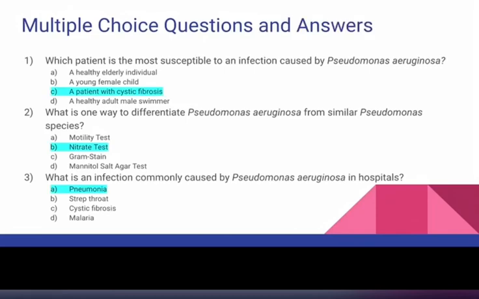So the answers to the questions is here. Question 1, the answer is a patient with cystic fibrosis, as they have a weakened immune system, so they are more susceptible to the infection. Answer number 2 is a nitrate test, and as you may recall, Pseudomonas aeruginosa can be differentiated from similar Pseudomonas species, like Pseudomonas fluorescens, through the nitrate test, as Pseudomonas aeruginosa is positive and Pseudomonas fluorescens is negative. Number 3 is pneumonia, and that is because it is transferred through the medical equipment.